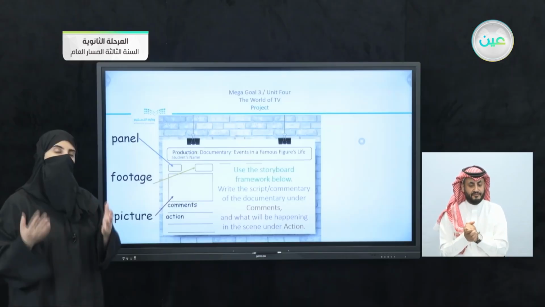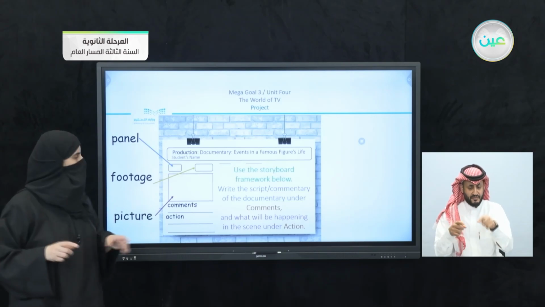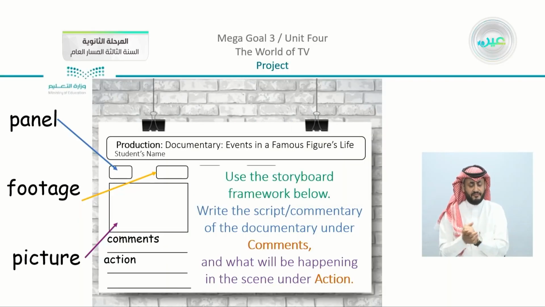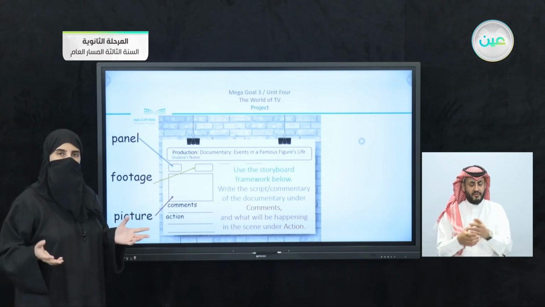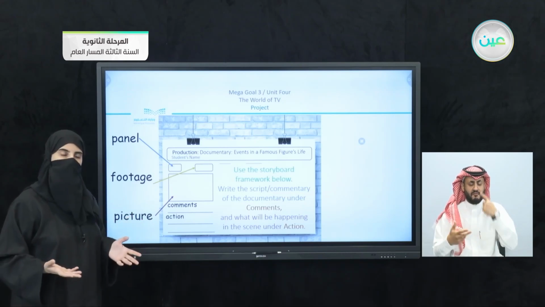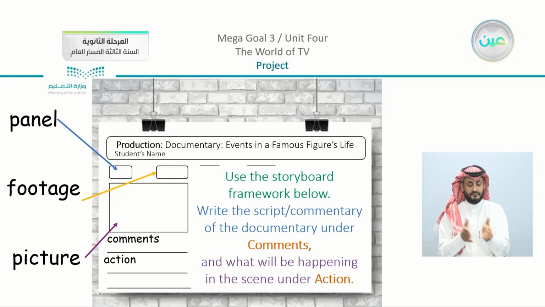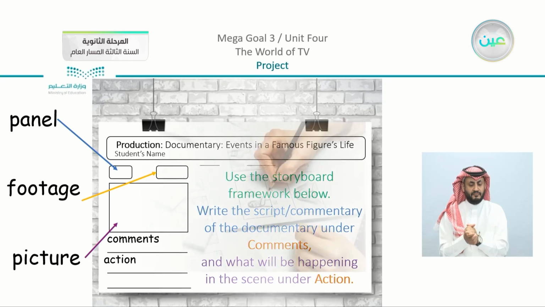So actually, you do have a storyboard in your book. We have the same as we have here. You are going to use the panel. We have also the footage here, and you are going to also apply a picture. So since we are doing a project together, we want to make it creative and something interesting to see. And after that, we have here, of course, comments and action. So how can we start with our storyboard?